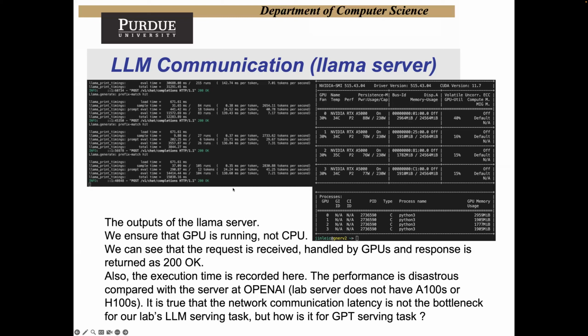The performance, even on GPU, is disastrous. I would say disastrous compared with the server at OpenAI, because they have like thousands or hundreds of A100s or H100s. So it is true that the network communication latency is not the bottleneck for our lab's LLM serving task. So we want to further investigate: is it true for the GPT serving task? Because we noticed that GPT is very fast when doing the communication.